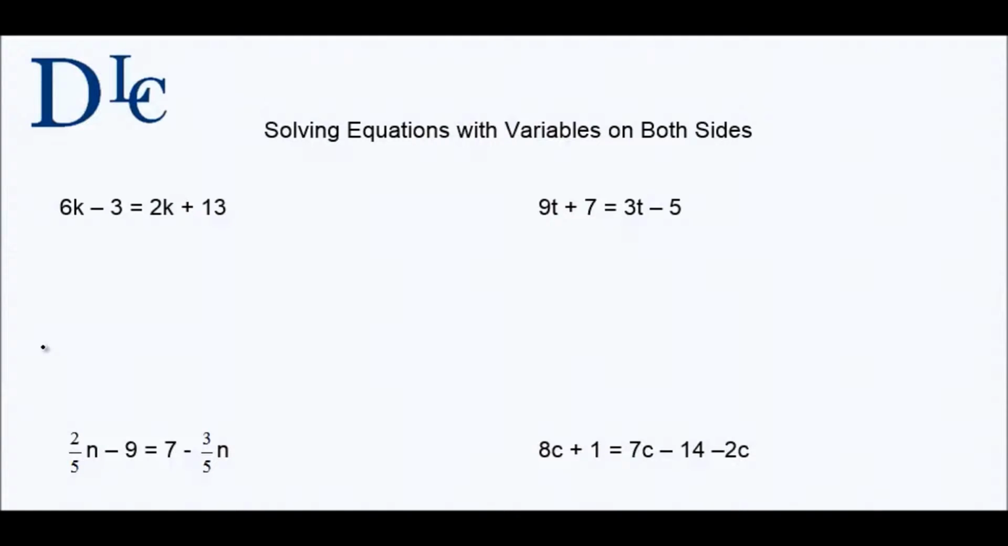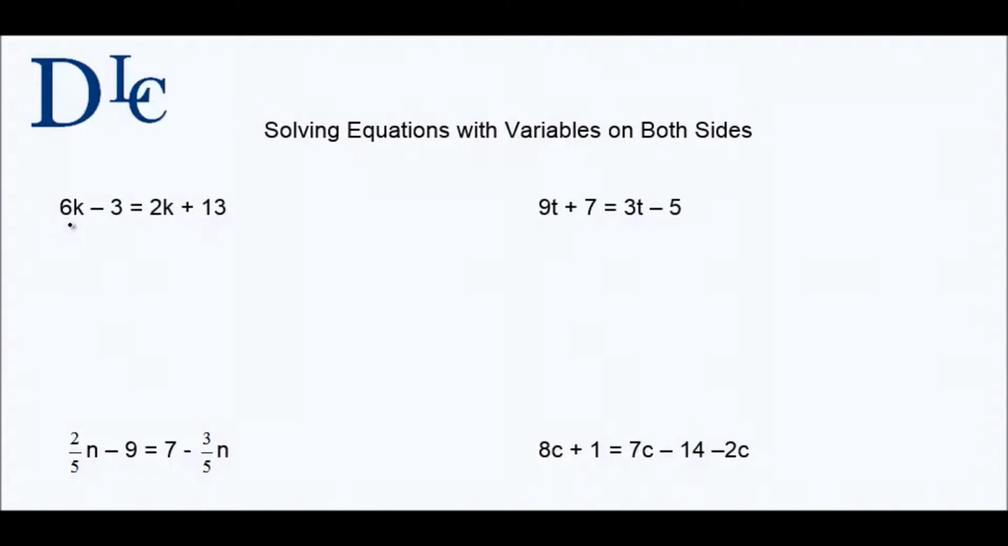Today we are going to solve equations with variables on both sides. These are also called multi-step equations, but it has another complexity to it. You've got variables on both sides, and you've got to eliminate one of the variables before you could solve it. Okay, so let's go ahead and start.